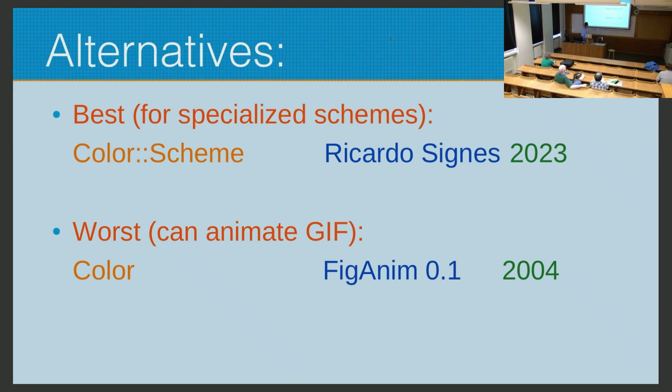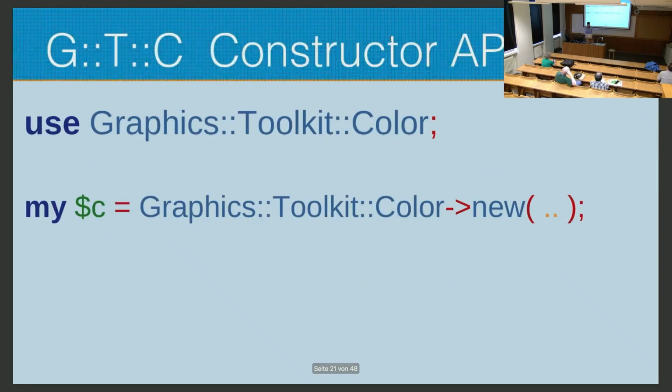So the winner is Color::Scheme by bribery. And for the Hall of Shame, I really have to give an unhonorable mention to the module Fig Island from 2004. It's really, really awful. It may be useful to animate a GIF, an animated GIF. It's maybe useful for that, but it stole the namespace Color just for itself as a byproduct, and therefore it deserves to be tarred and feathered. And no, this is public shaming, and it's good.